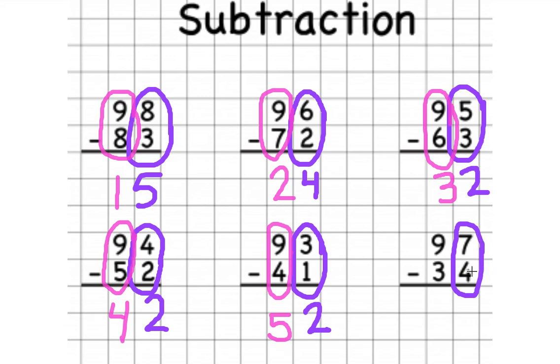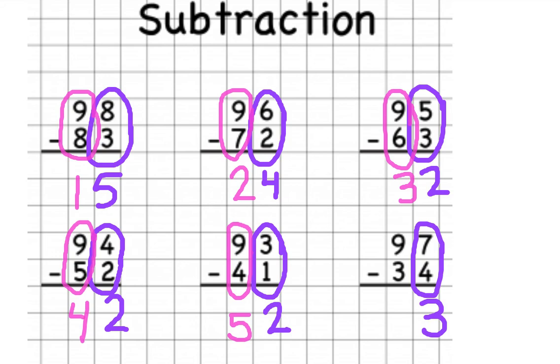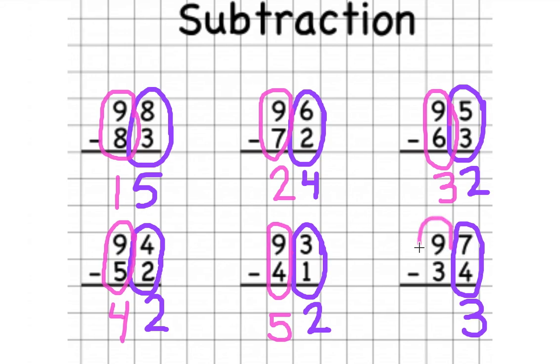So now we can do our ones place. 7 minus 4 is 3. And now we can move on to my tens place, which is 9 minus 3. And 9 minus 3 equals 6. So 97 minus 34 equals 63. The difference is 63. 63 is the difference because 63 is the subtraction problem answer.